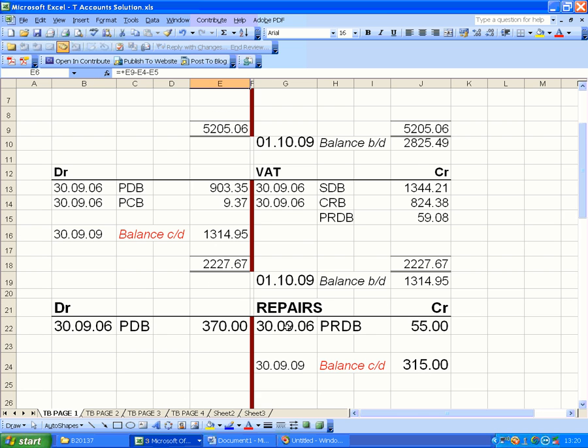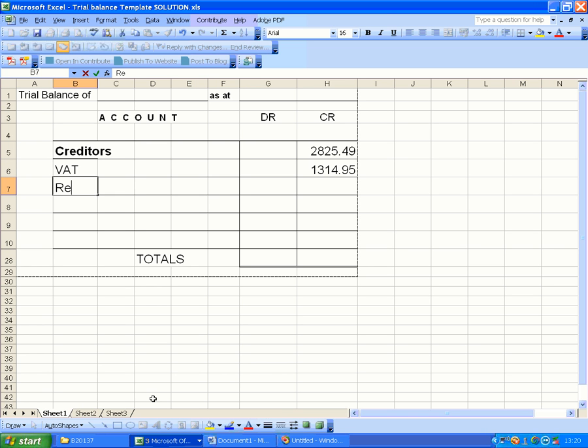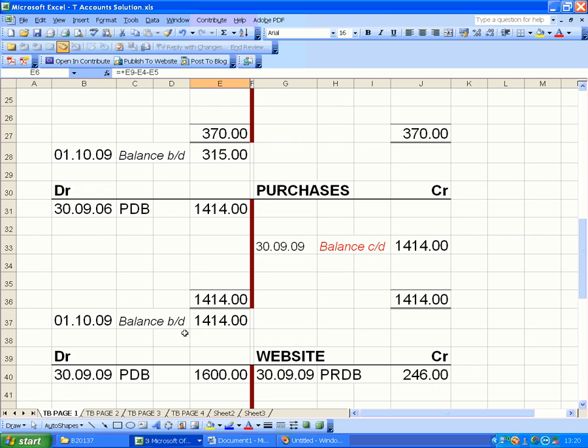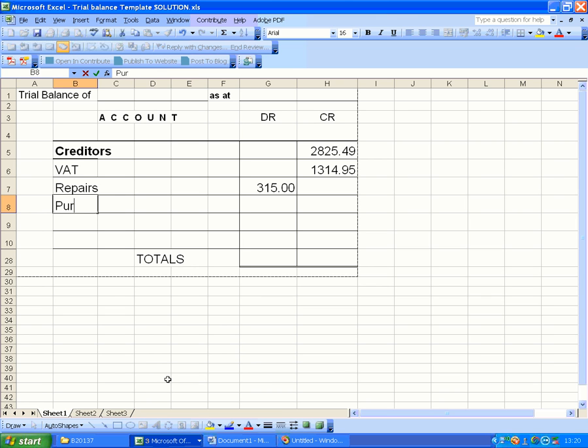The next account is repairs. The balance figure on this T account is on the credit, so using the duality rule, it will be a debit posting in the trial balance. Repairs, debit 315. The next account, go back to our T accounts, purchases. The balancing figure on this T account is under credit, so therefore, using the duality rule, it will be a debit. So it's purchases, debit 1414.